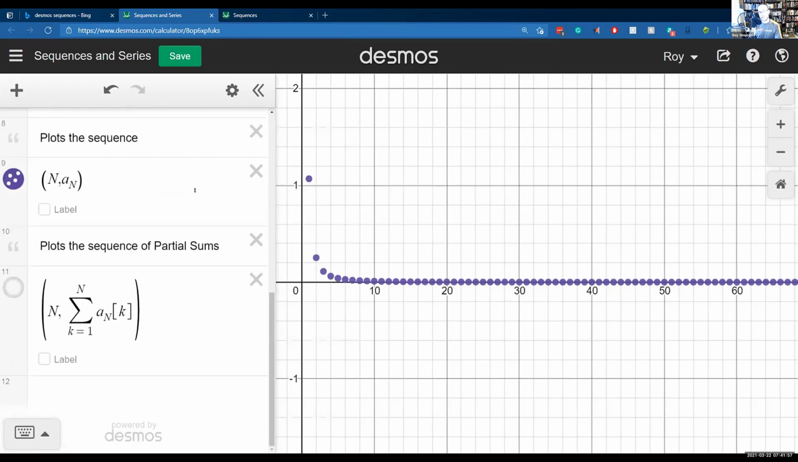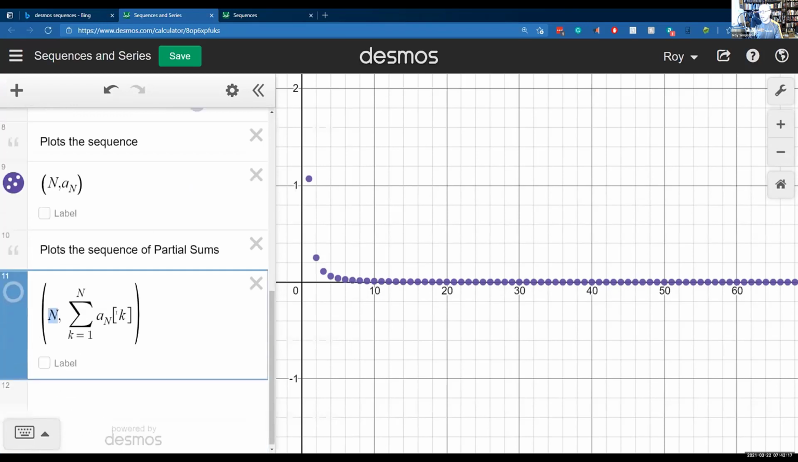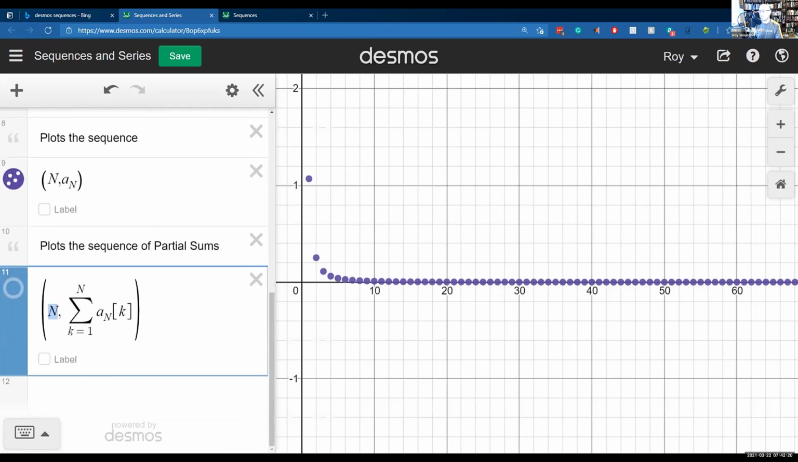Luckily, if you just search for Desmos sequences and series, somebody has this already set up for us. So it plots the sequence of partial sums. It's just going to plot at point, let's say 1, the summation from 1 to 1 of a sub n. It says of k. You can ignore that; this is just the k value, the kth value of a sub n. That's what it's plotting. Anyhow, it's plotting the sum of the first capital N terms of our series.